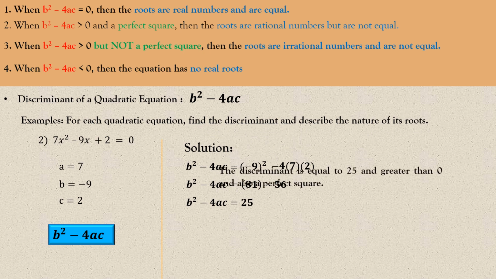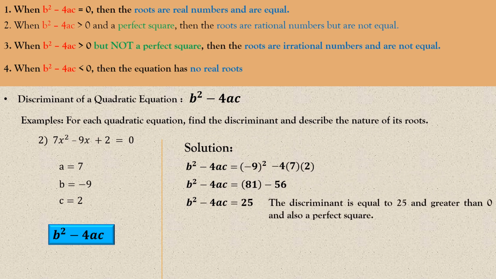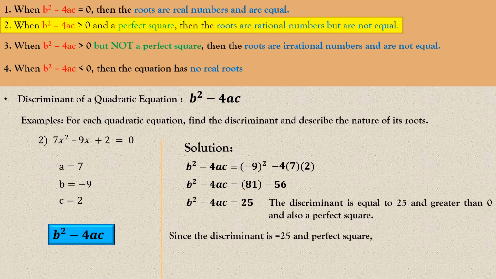Unsay napansin mo? The discriminant is equal to 25 and greater than 0. And also a perfect square, di ba? 25 is a perfect square. So asa man na sa kondisyon? Since the discriminant is equal to 25 and a perfect square, greater than 0 ang discriminant and a perfect square, then the roots are rational numbers but are not equal. So ingana lang. Nakuha? So another example.